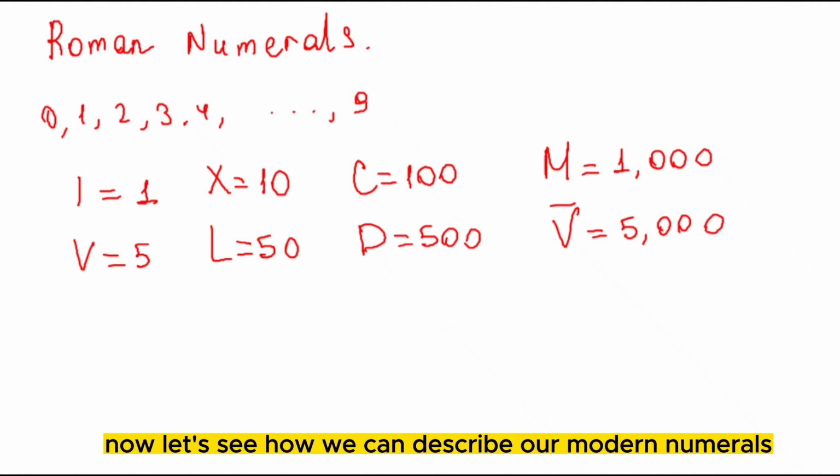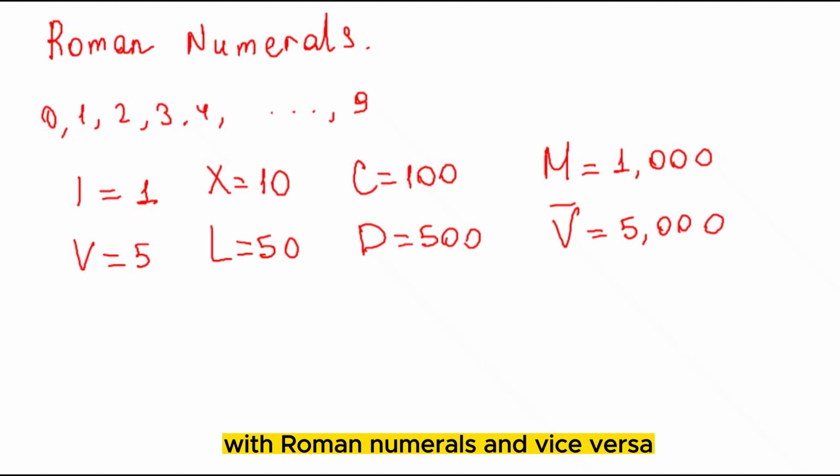Okay, now let us see how we can describe our modern numerals with Roman numerals and vice versa. Let us start from 1 to 10. 1, 2, 3.